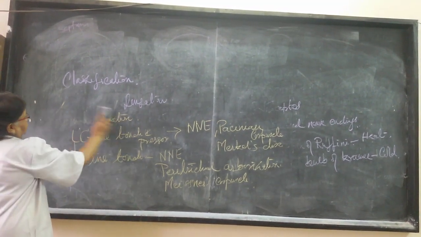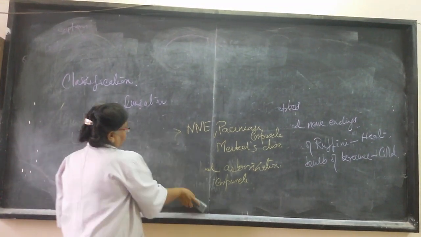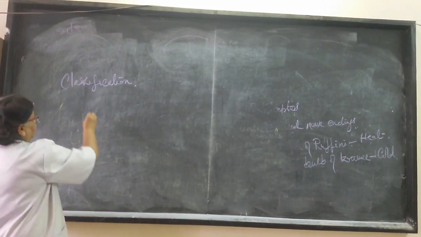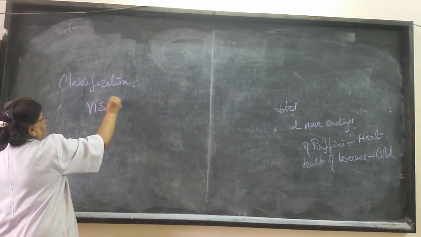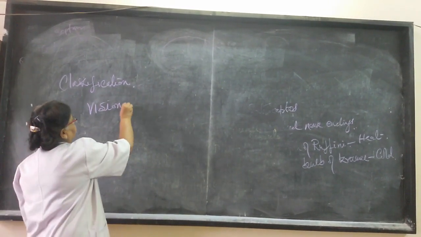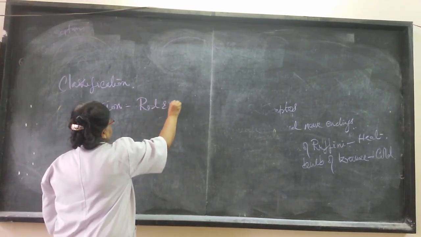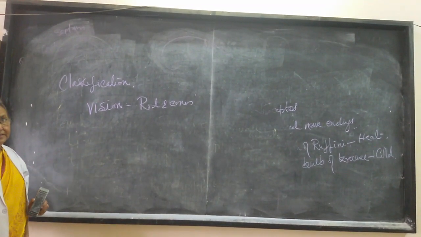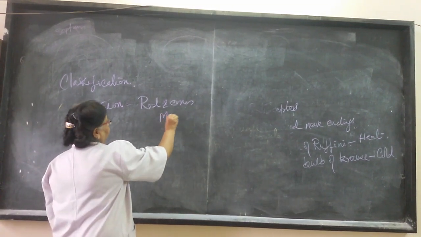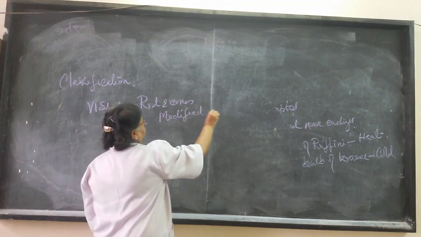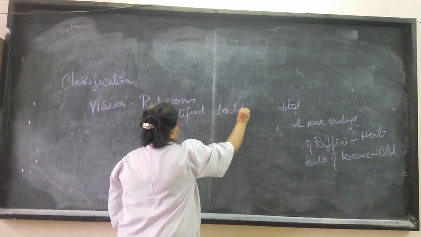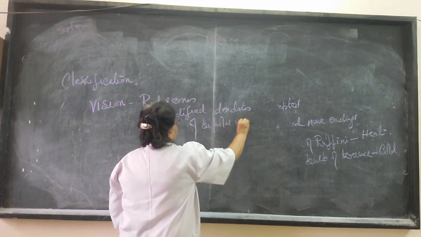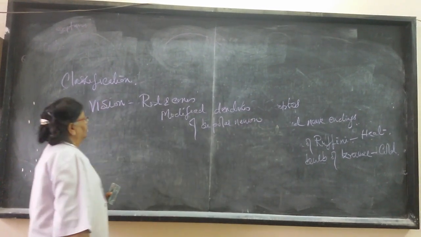For special sensation, the receptors are, for vision, rods and cones. These are modified dendrites of bipolar neurons present in the retina.